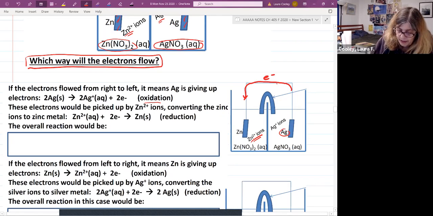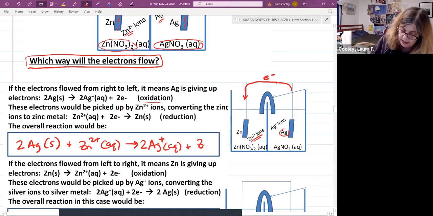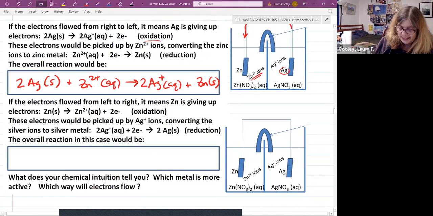And if that happens, then the reaction would be 2 silver metal plus zinc ions gives you 2 silver ions plus zinc metal. Okay, that's one possibility. Now the other possibility is that the flow will be in the other direction, okay?